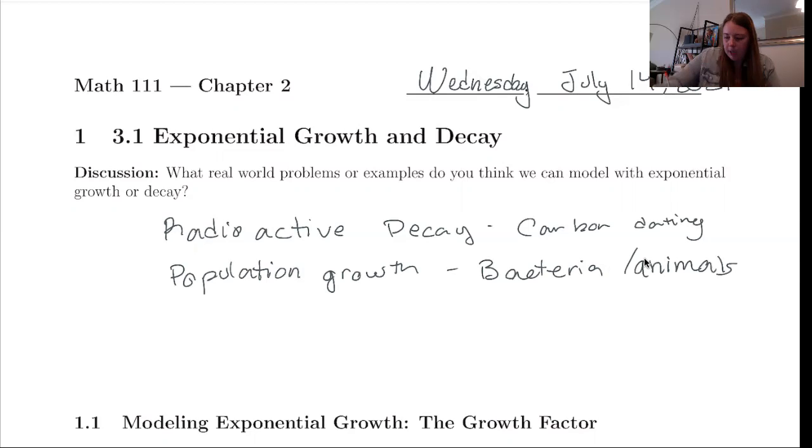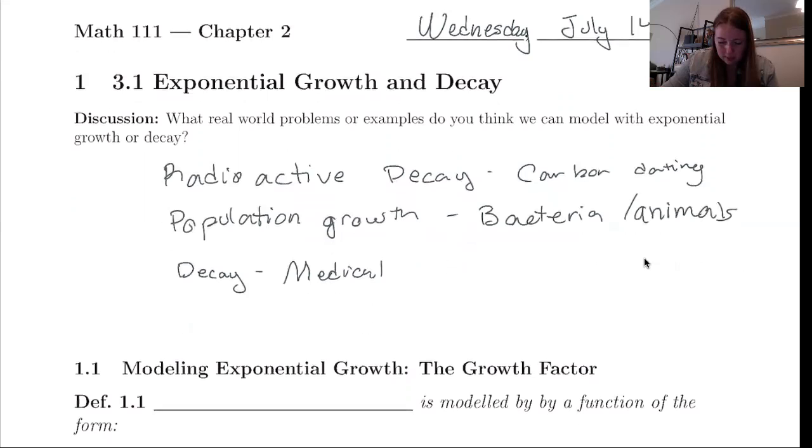We can also talk about decay in the medical field. When you give a patient a dose inside of their body, it'll start using it up, so the amount in their body decays away. To not overdose them, you need to figure that out so you're not giving them too much medicine. Medical and stuff like that, right? There's a lot.